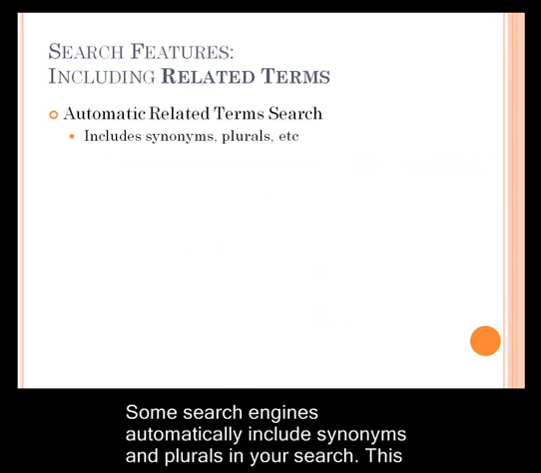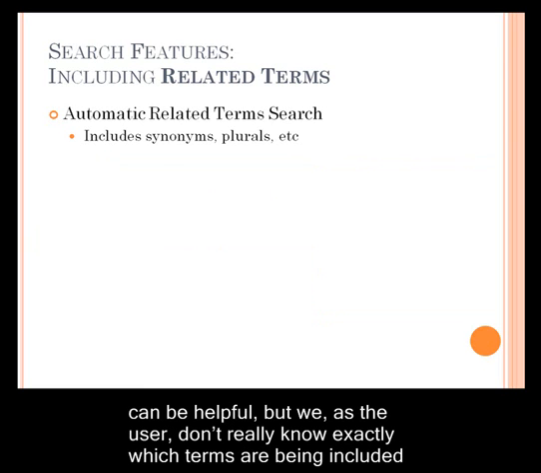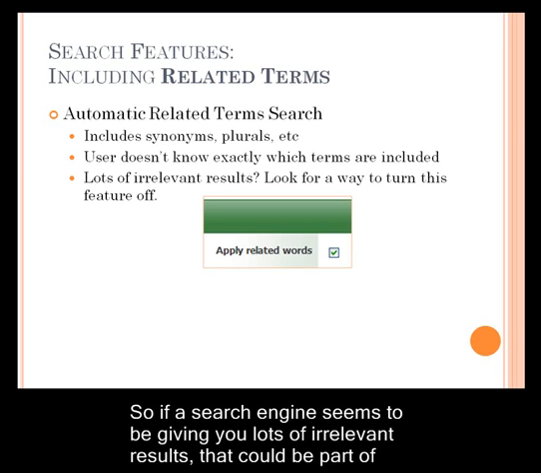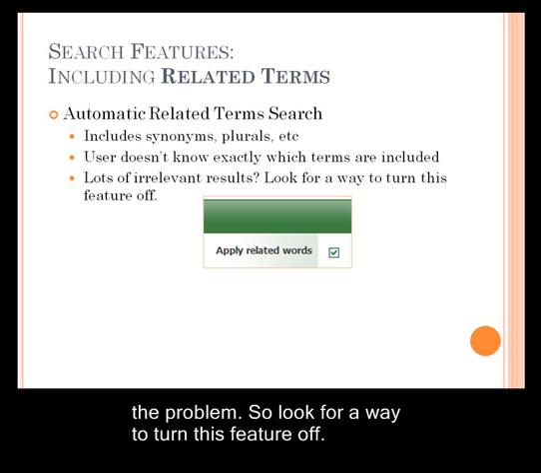Some search engines automatically include synonyms and plurals in your search. This can be helpful, but we as the user don't really know exactly which terms are being included in the search, and sometimes this makes the search too broad. So if a search engine seems to be giving you lots of irrelevant results, that could be part of the problem. So look for a way to turn this feature off.